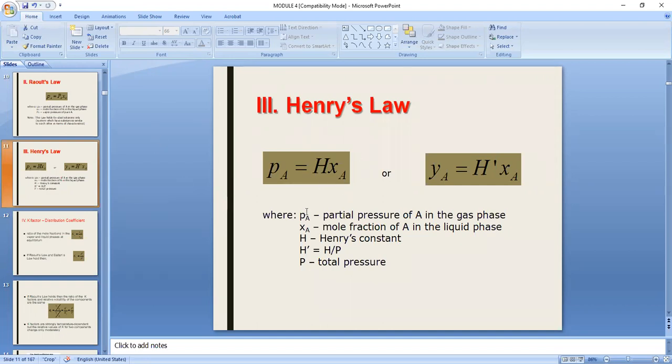Now, from Henry's law, we can have this derived, the relationship between mole fraction in the liquid phase and in the vapor phase, XA and YA. And of course, our Henry's law constant need only be divided by the total pressure of the system. If the problem is silent about the total pressure of the system, automatically it's assumed to be the atmospheric pressure. So dividing this original equation of partial pressure and mole fraction in the liquid phase of component A by the total pressure of the system leads to this equation here.